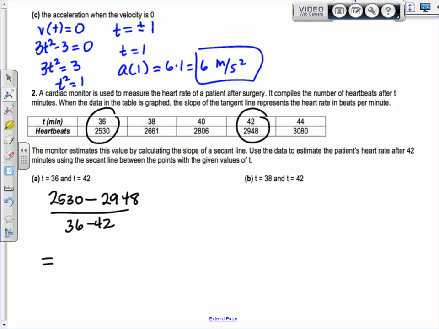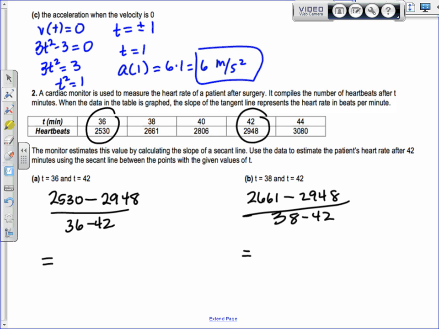So let's see who has their calculator out. Rachel Myers, I'm going to have you calculate this one. Alexi, I'm going to have you calculate the next one. So 38 to 42. 38 is going to be 2661, and 42 is 2948, over 38 minus 42. All right, and give me the answer to 3 decimal places. That's common in AP Calc, 3 decimal places.